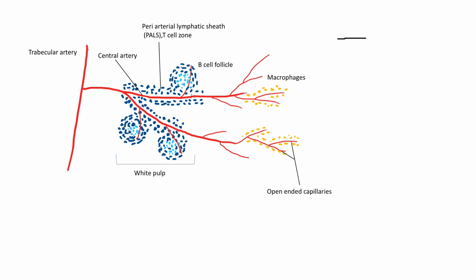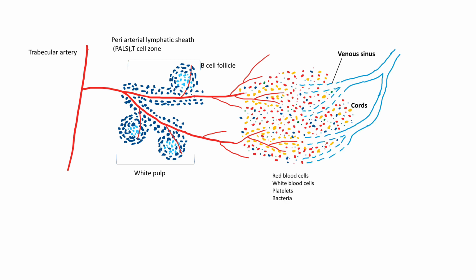Capillaries normally join postcapillary venules and thus form a continuous circulation. However, these capillaries end abruptly in the substance of the spleen. This results in pouring of blood containing blood cells and any antigen and bacteria present in blood into the substance of the spleen. So this is the red pulp of the spleen.